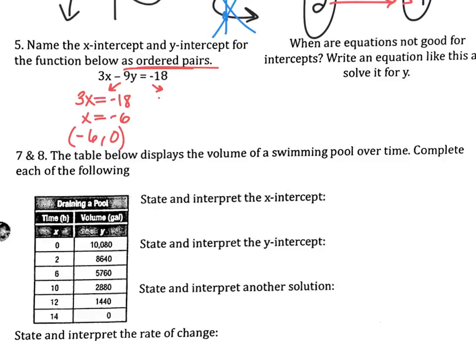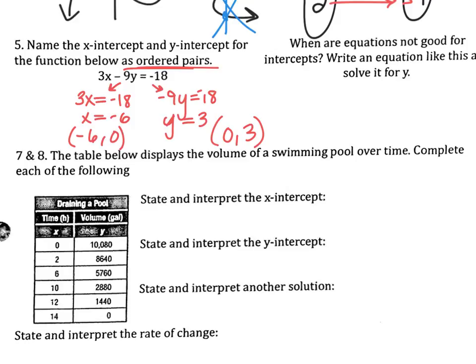Or the other option is negative 9y equals negative 18. Do not forget to keep this negative sign with the 9. Notice that it's attached, so it needs to go with it when you split it apart. Divide by negative 9, that's going to give me y equals positive 3, so my y-intercept is going to be (0, positive 3). All right, when are equations not good for intercepts?